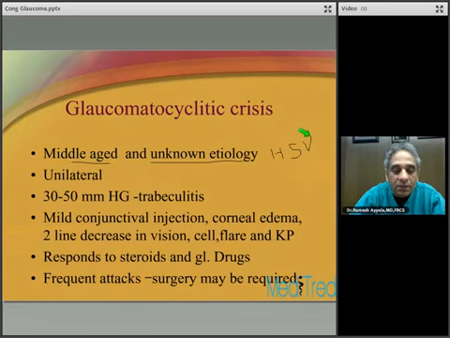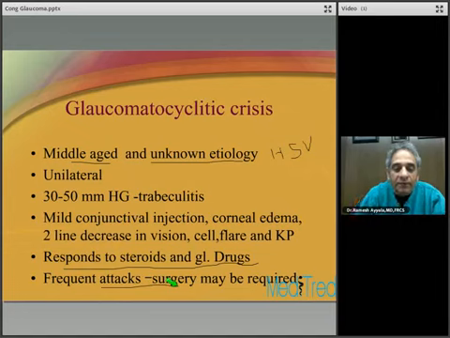There is a response to steroids and to topical and oral glaucoma medications. Frequent attacks, however, may result in permanent elevation of the intraocular pressure and may require surgical intervention.